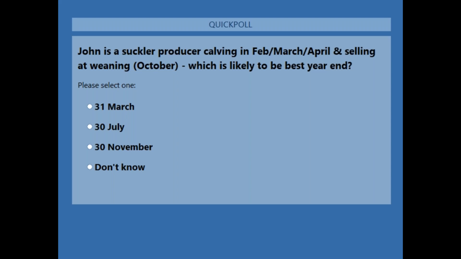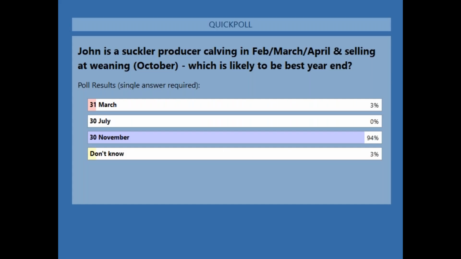A few more seconds. Okay. So yeah, 30th of November would make sense for John. If he's selling all his calves in October and the calves are born in February, March, April, if he was to have a 31st of March year end, he would have some calves on the ground at the year end, but he'd have a lot of cows still to calve, and that would make it a bit more complicated to work out valuations of stock and things.